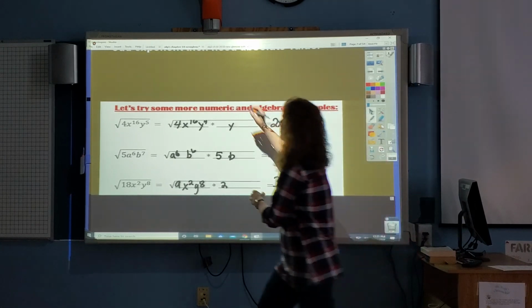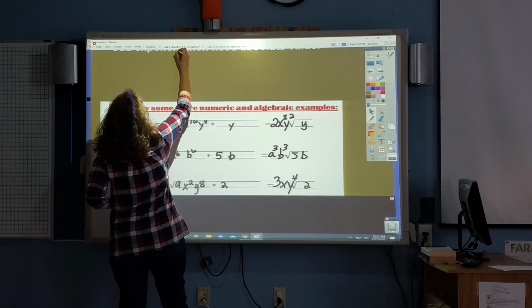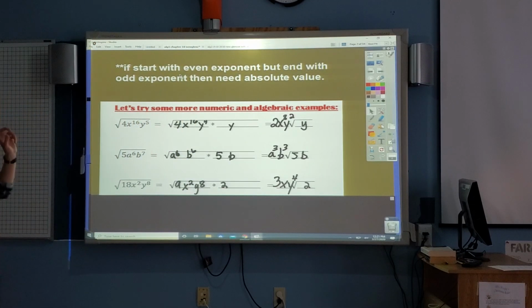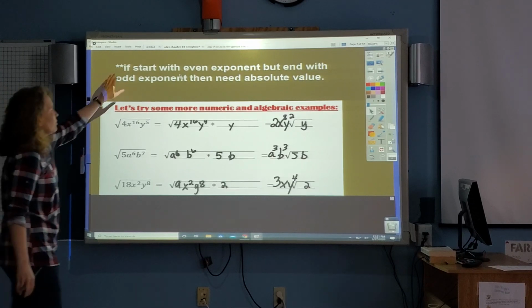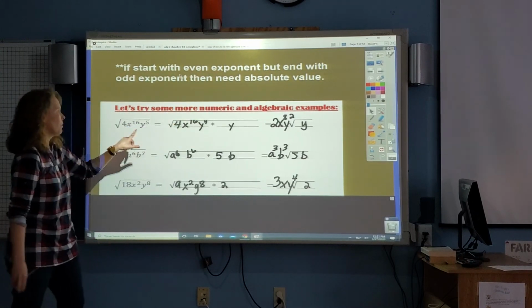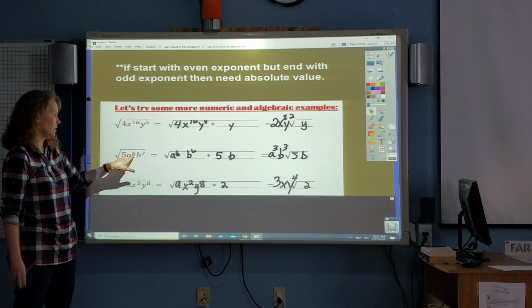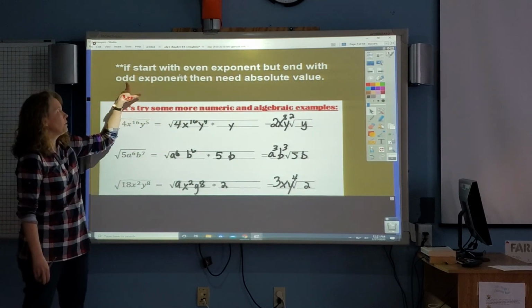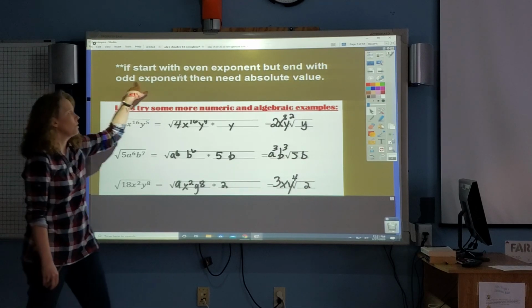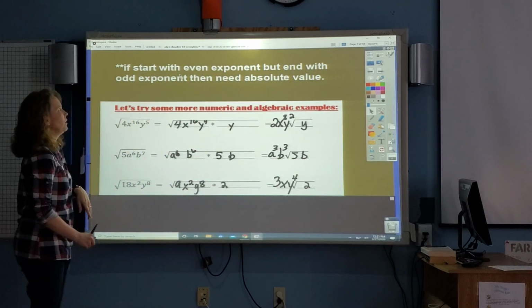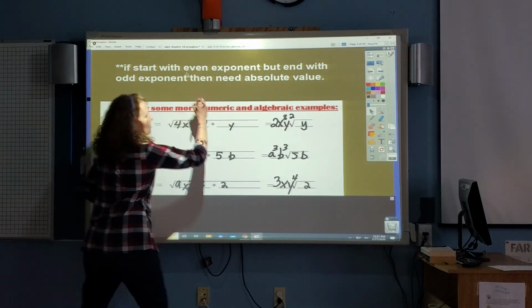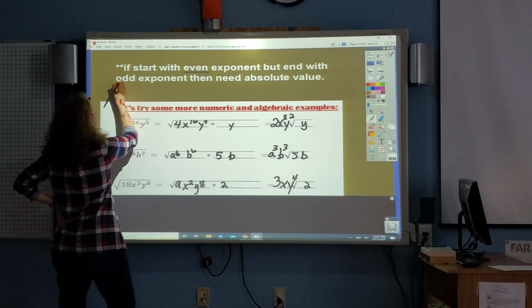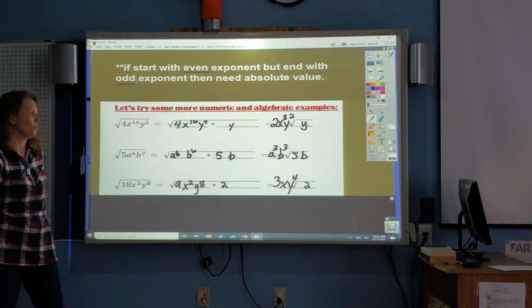I do need to bring your attention to when you work on the variables with exponents, you got to pay attention to this rule. If you start with an even exponent under the radical, like this, this, this, or this, but when you do your simplifying and you end up with an odd exponent as the answer, you have to put an absolute value around the variable. So let's underline that in our notes. So if it starts even, but ends up odd, okay, make sure you make note of that.